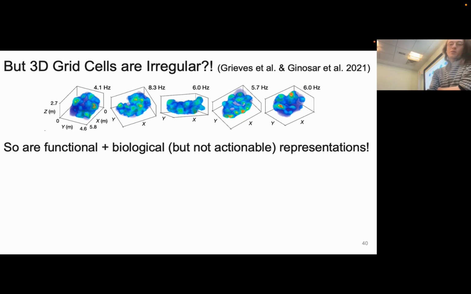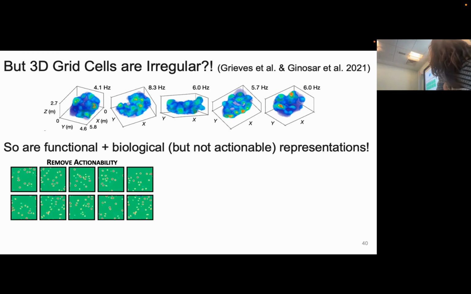We did a similar optimization where we chop out the actionability and only require functional and biological parts. Okay, so a positive code that separates points pretty well, but doesn't have this property that the matrices exist. And in 2D, they look like that. So they're like multiple bumps in the tuning curves, but not ordered in a lattice-like way. Which kind of makes sense.